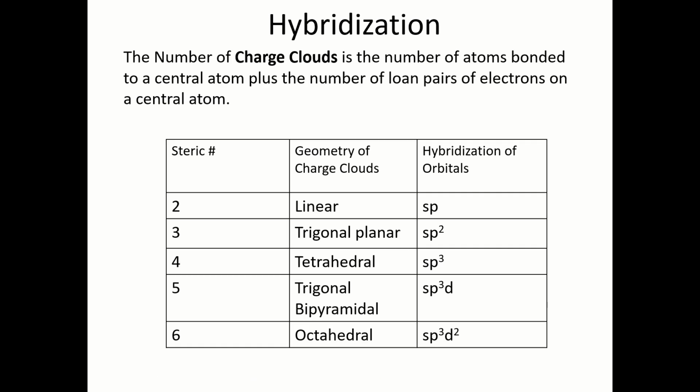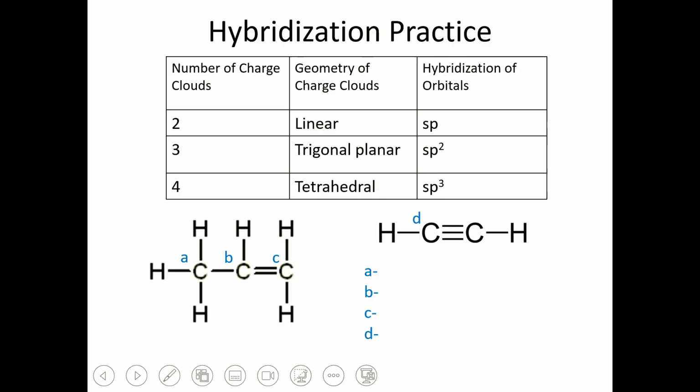Okay, so here is just a summary, again, of based on the electron cloud geometry that you have, what the hybridization of those orbitals would be for each central atom. So now we're going to do a little bit of practice.